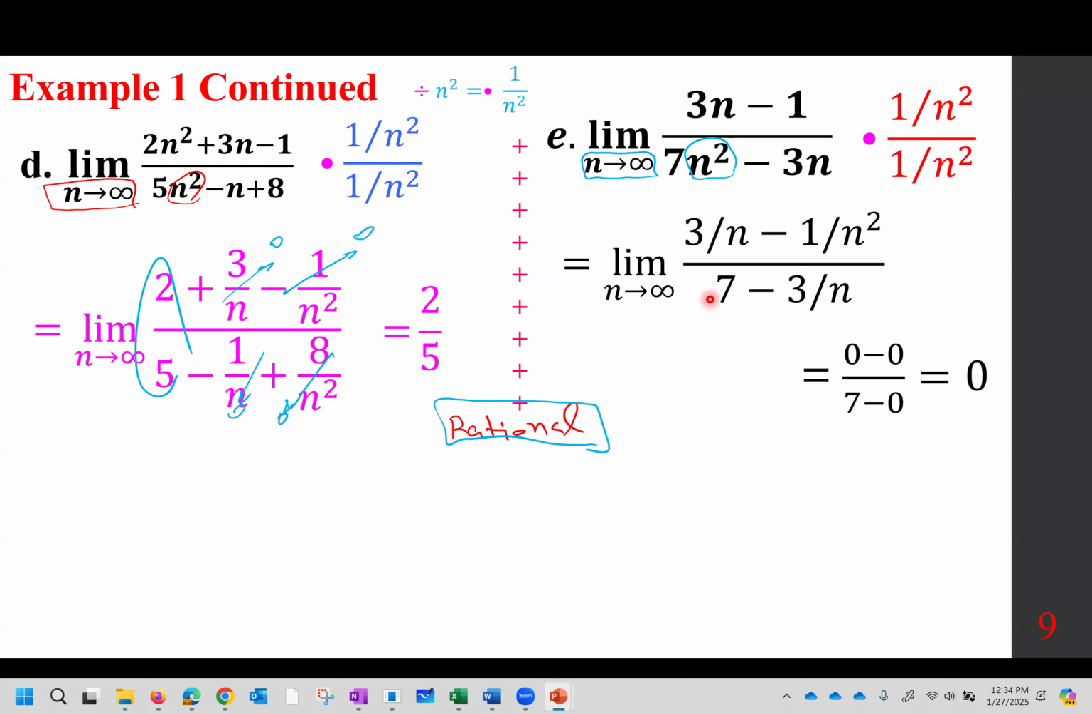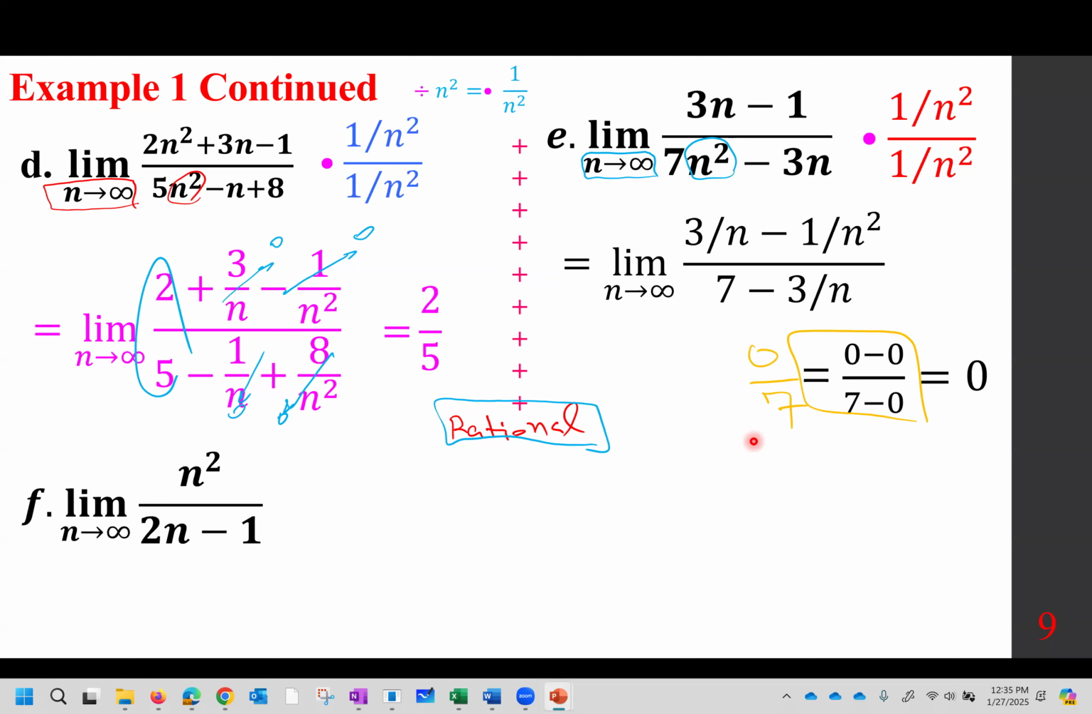And it's important to note that what you're dealing with here is 0 over a number other than 0. Therefore, the answer is 0, because later on we discuss that 0 over 0 is indeterminate, which is a difference.